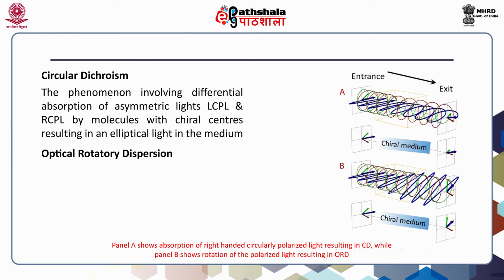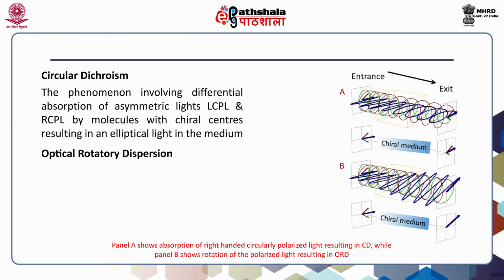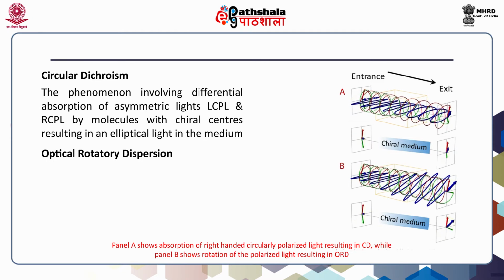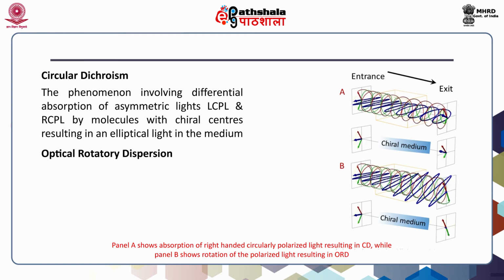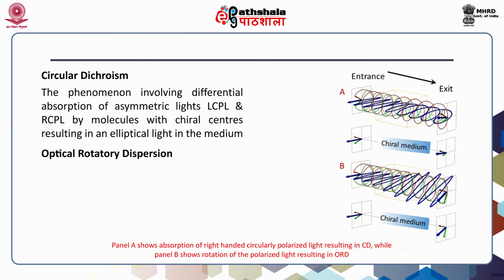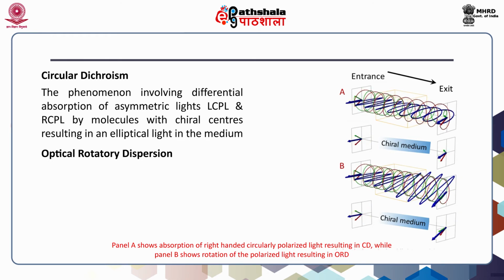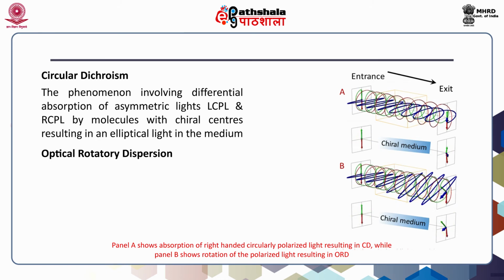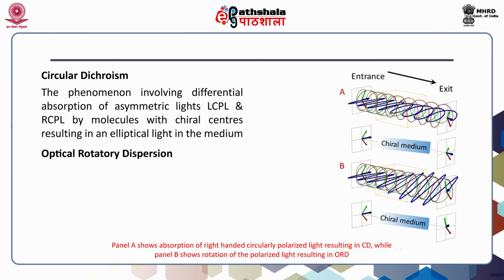So what is the meaning of this? Let's see the animation in panel A, that is on the top. You can see two electric vectors rotating in opposite directions. The electric vector shown in green color is rotating in clockwise direction. It is known as right-handed circularly polarized light, or RCPL. The other one, shown in red color, is left circularly polarized light rotating in anti-clockwise direction. We shall discuss the polarized light in greater detail after a while.